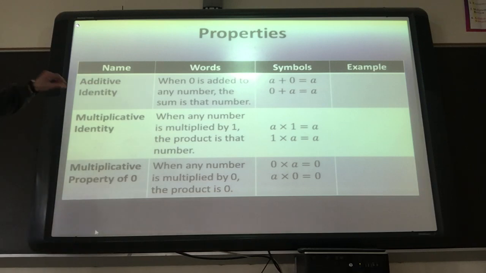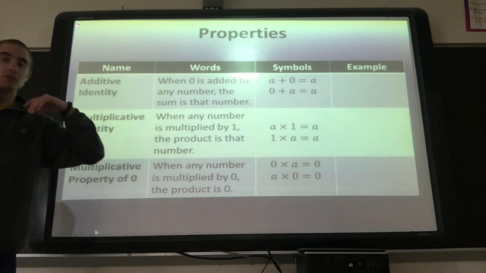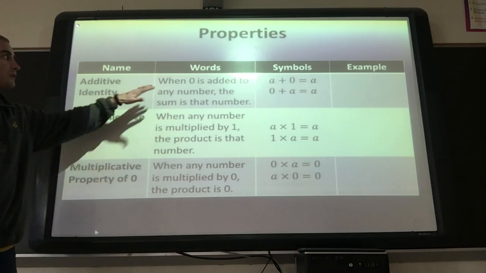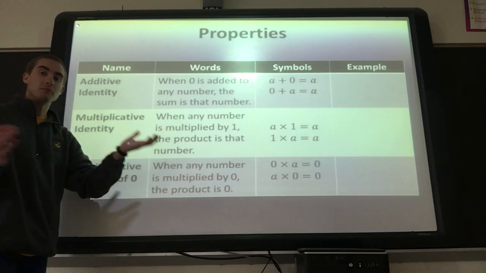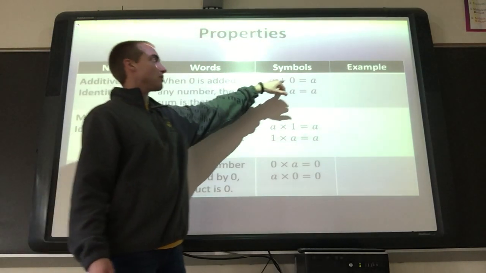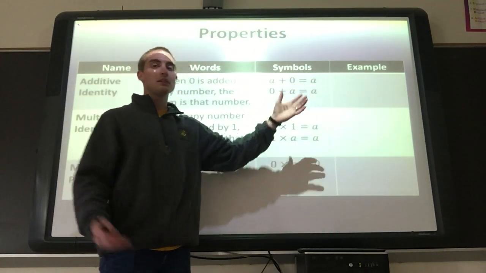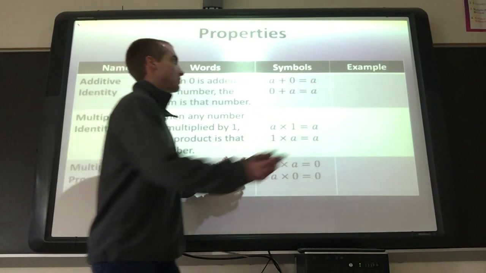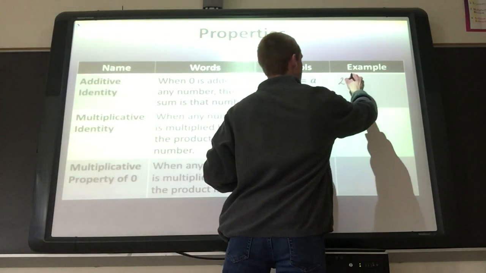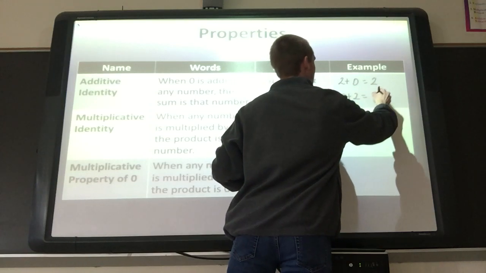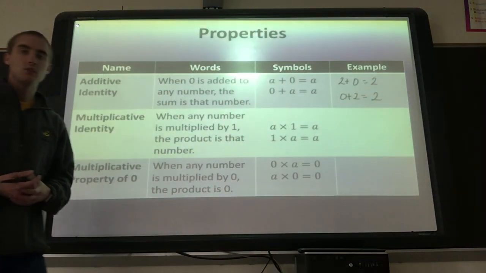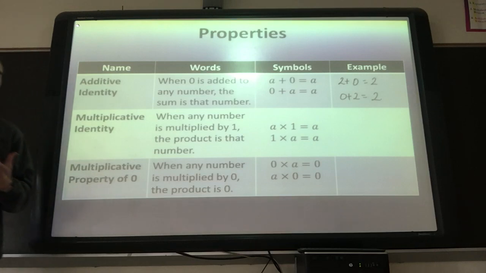Okay, so the additive identity, obviously we're going to be doing addition, and that's when you add 0 to any number, the answer stays the same. That number does not change. So if we add 0 to anything, we're going to end up with the number that we had in our problem. So for example, if we did 2 plus 0 or 0 plus 2, we're still going to get 2 as our answer. Okay, so adding 0 is not going to change that number.